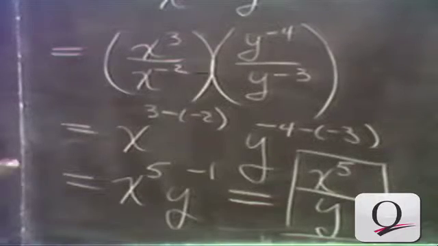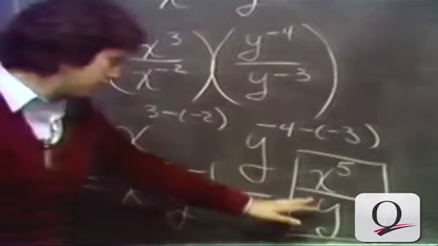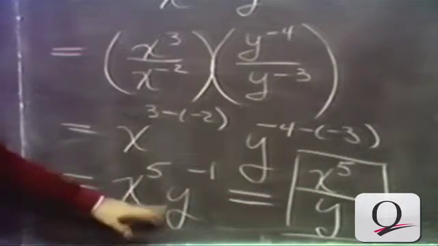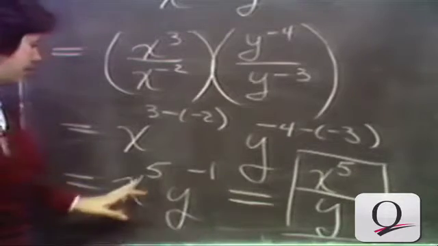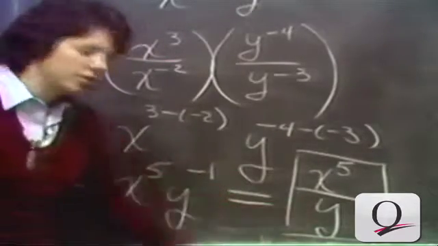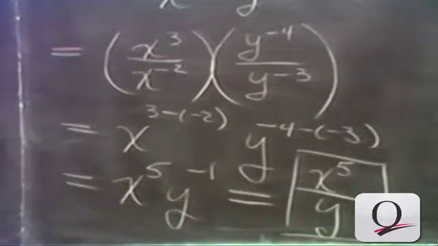Okay, so simplifying in an exponent problem generally means to get the answer so that it only involves positive exponents. At the end, y to the minus 1 could be thought of as 1 over y to the 1. x to the 5th times 1 over y is x to the 5th over y.